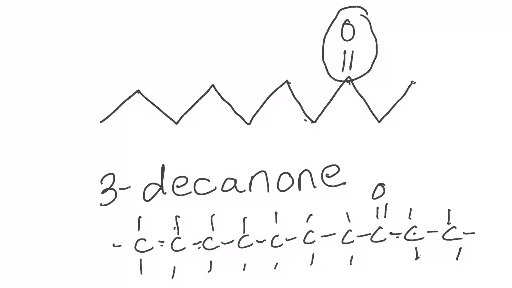So now I have 1, 2, 3, 4, 5, 6, 7, 8, 9, 10 carbons, just like here in this top drawing. The double bond to the oxygen is off the 3rd carbon, and each carbon has 4 bonds to it. So there you have it, another way to show 3-decanone.